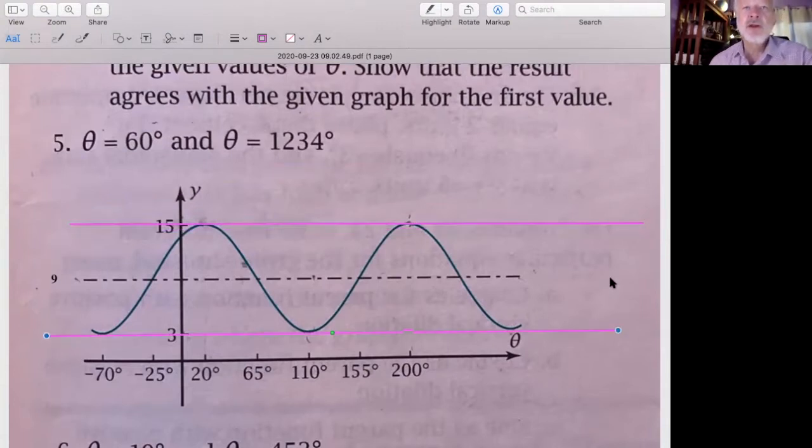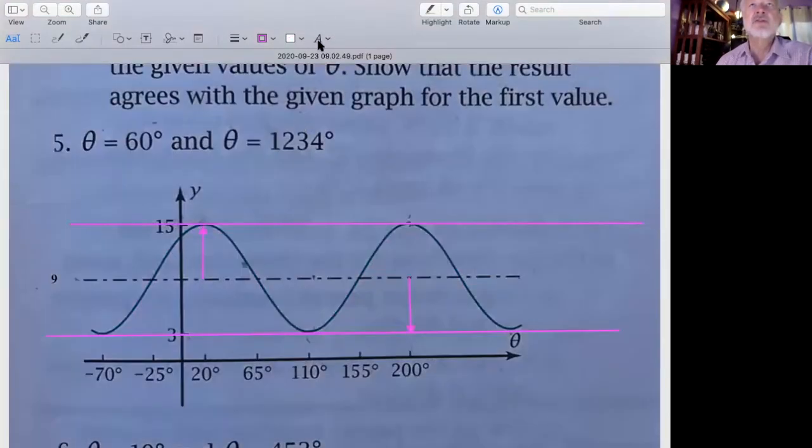What do you think the amplitude here is? Yeah, it's 6. It's halfway from the midline to the top, halfway from the midline to the bottom. And so the answer is 6, and that goes here, and it goes over here too.